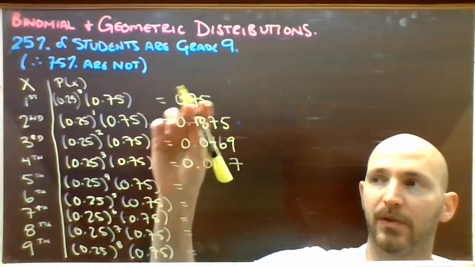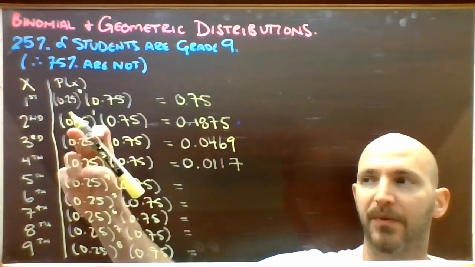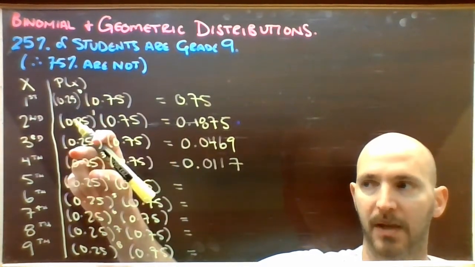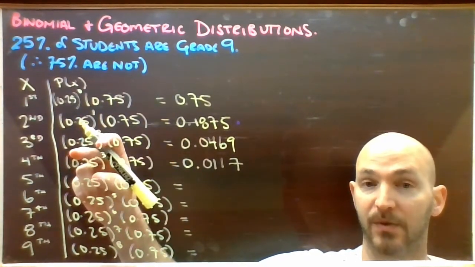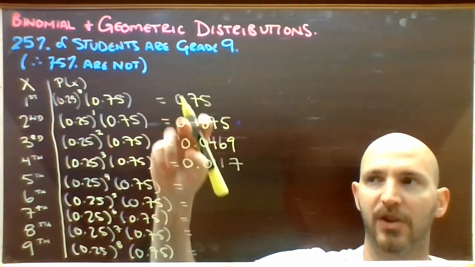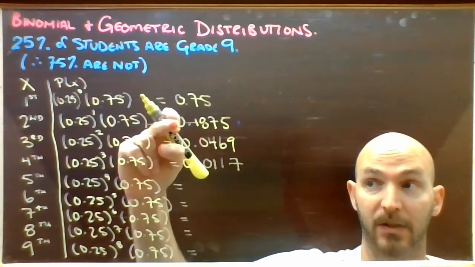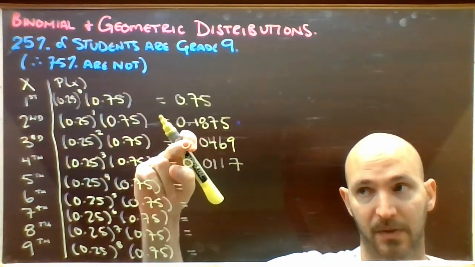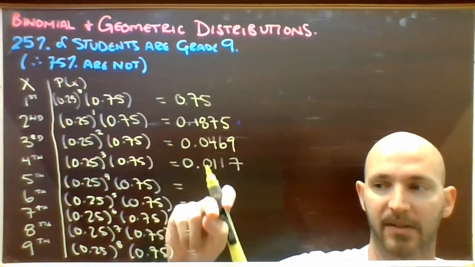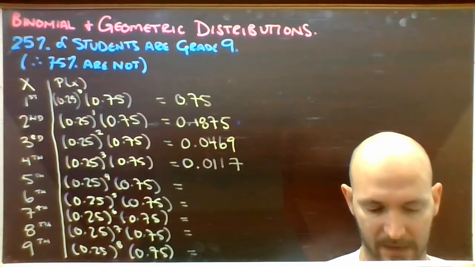Now, if you notice, something that will speed this up for you, the only difference between this number and this number is that I multiply by 0.25 an extra time. So to get to the next row, you're really just taking this number and multiplying it by 0.25. Then you take this number and multiply it by 0.25. And then you take this number and multiply it by 0.25, etc., etc., etc., down the chart. So I'm just going to do that so we can get to the end.